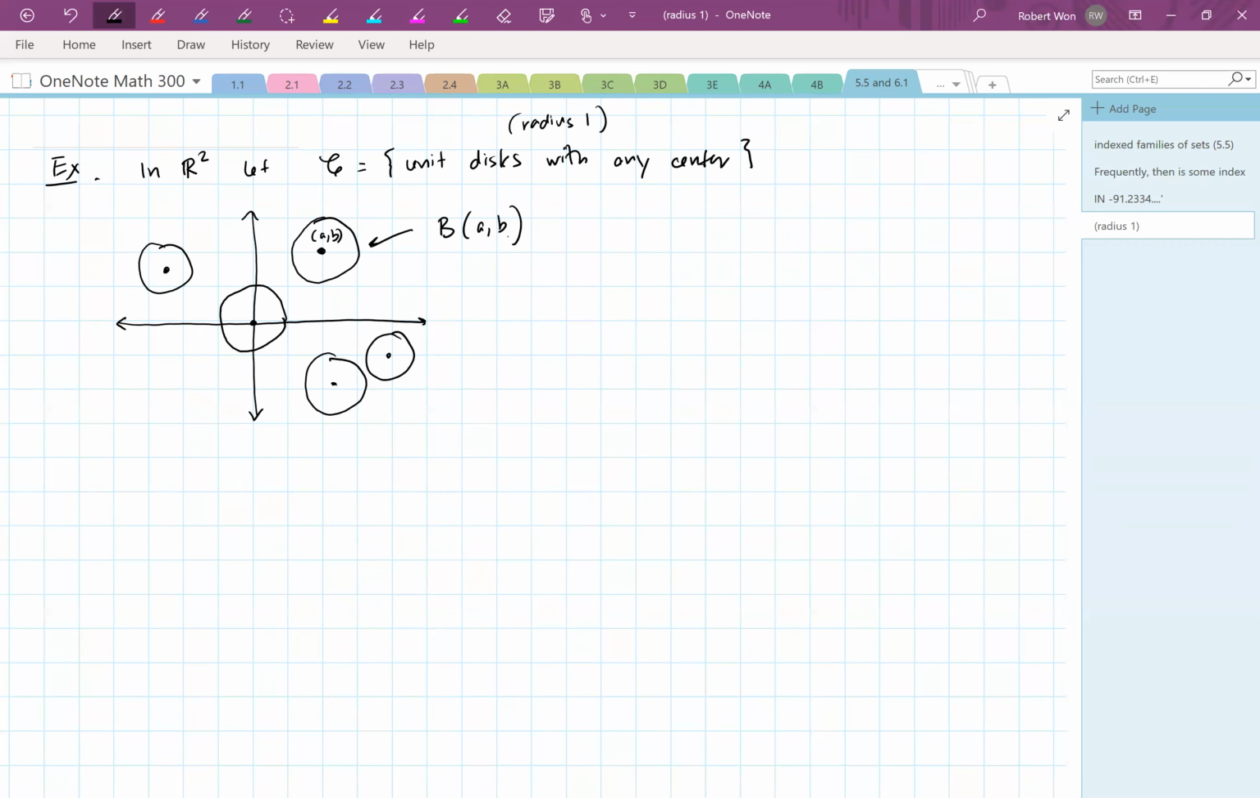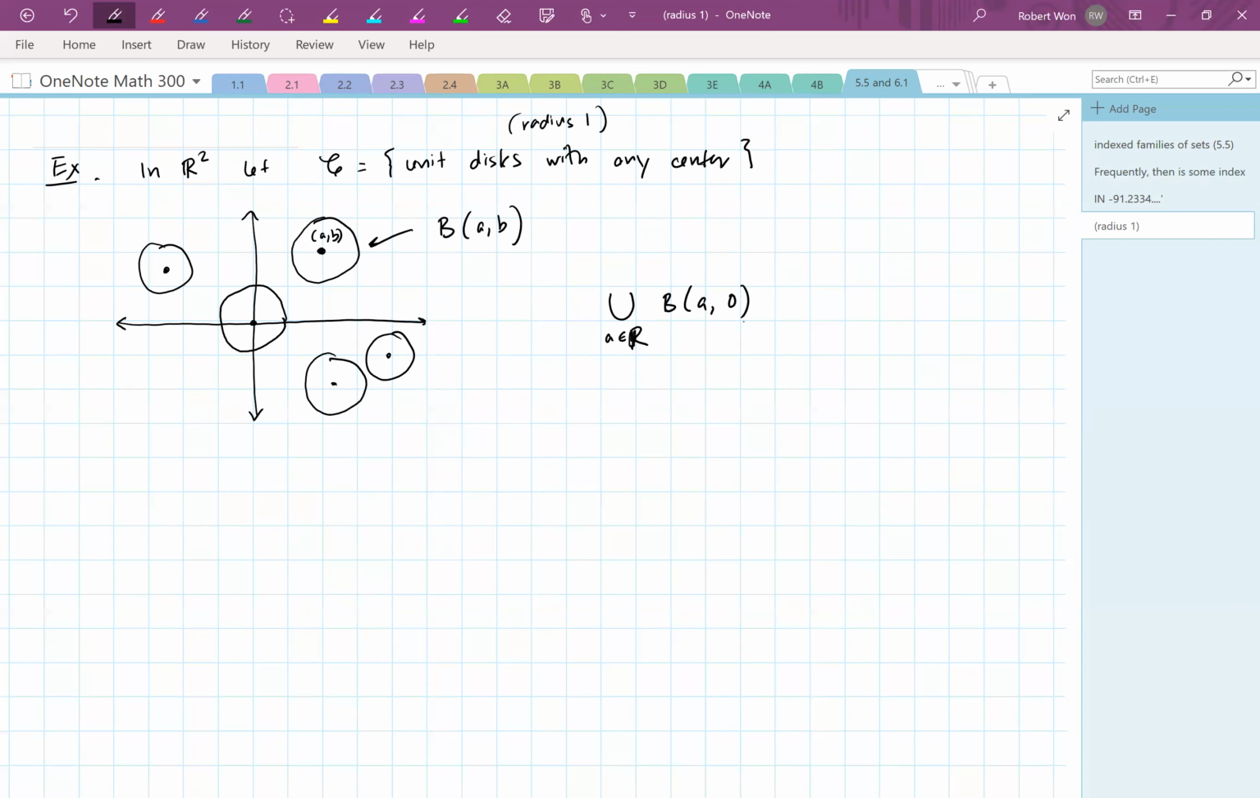Now I could do something like take the union over all a in R of B(a, 0). This is now a union of infinitely many sets, in fact indexed by the real numbers. So tons and tons of sets. And then I could ask you, what does this look like? That's, I think, an interesting question. So what does this look like?